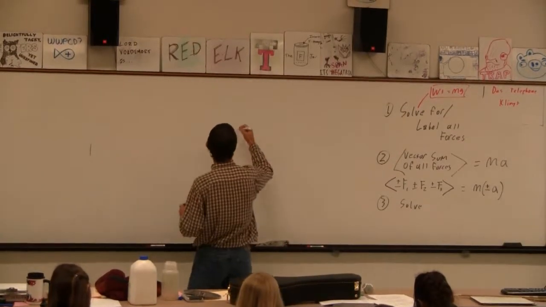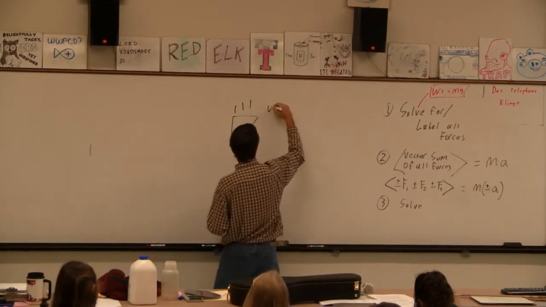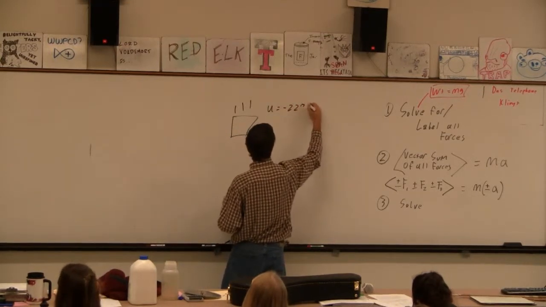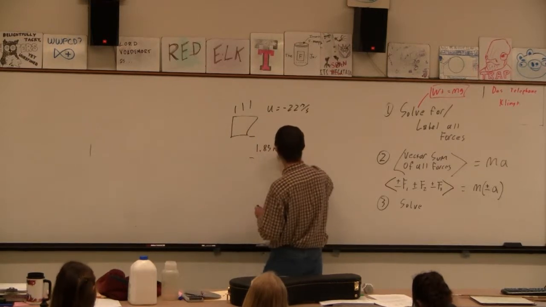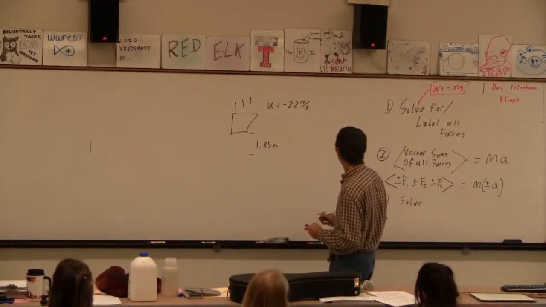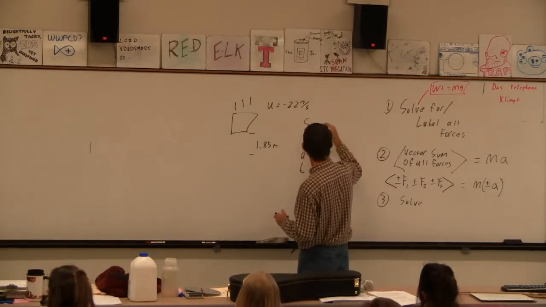Okay, so the object is moving down, and it's stopped in a distance of 1.85 meters, like that. And so the first step we're going to do is SUVAT it, right?